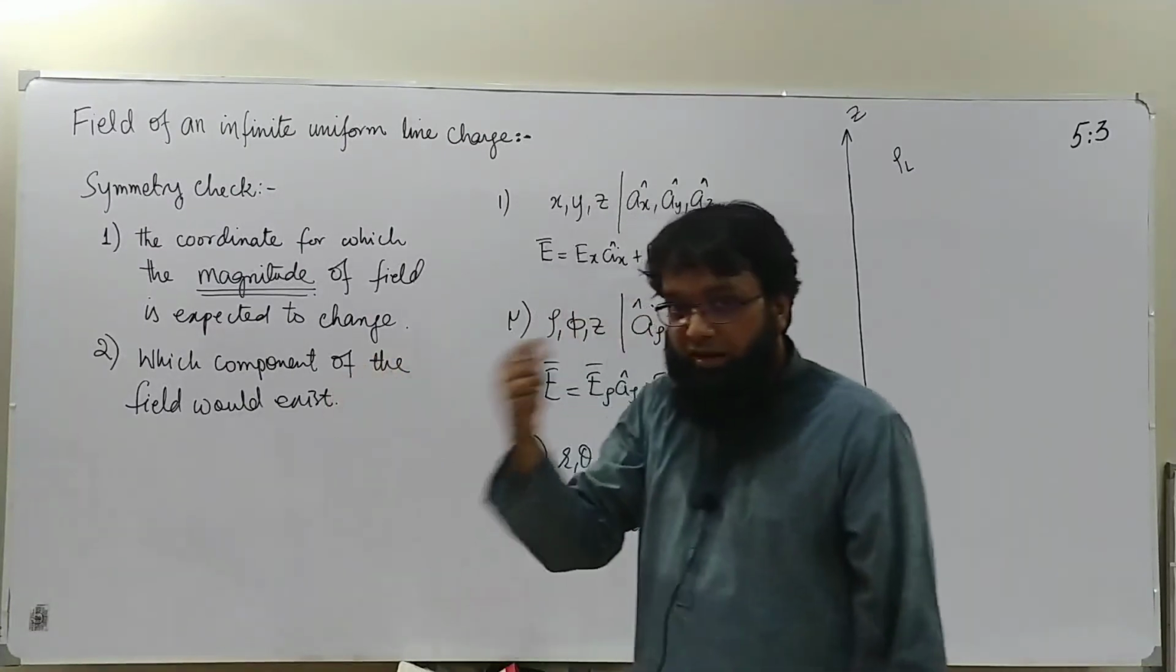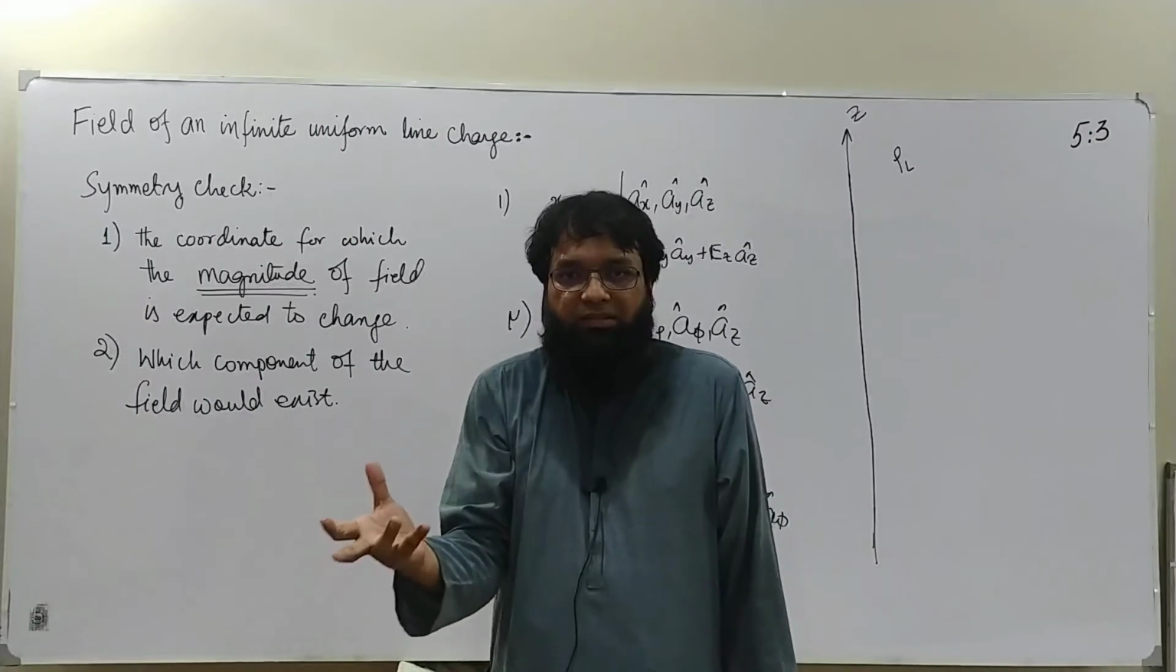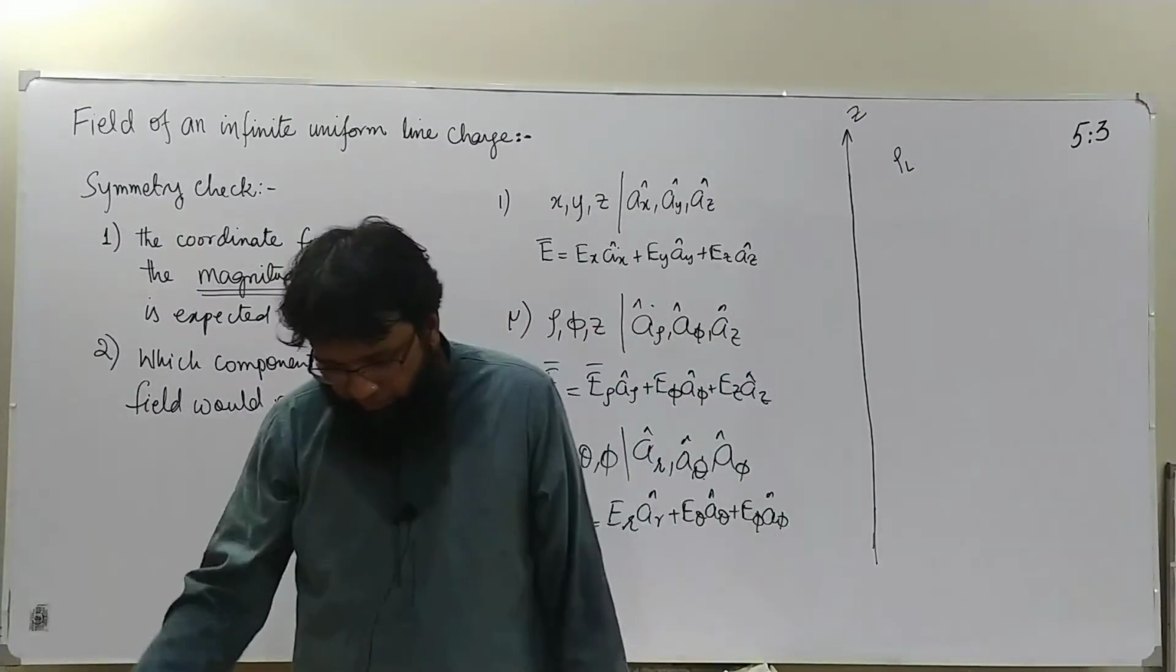All right, because light is something which can be sensed by our eyes. Electric field intensity is something which cannot be measured or sensed by our eyes.